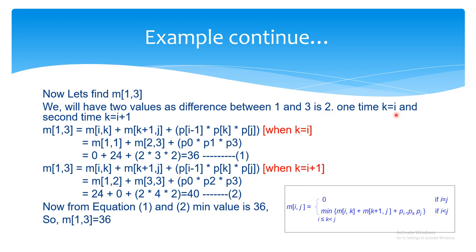That's why one time you have to take k equal to i, and in the second equation you have to take k equal to i plus 1. So here I have taken k equal to i: m[i][k] plus m[k+1][j] plus p[i-1] into p[k] into p[j]. If I put the value of i equal to 1, j is 3, and k initially equal to i, so m11 plus m23 plus p0 into p1 into p3.